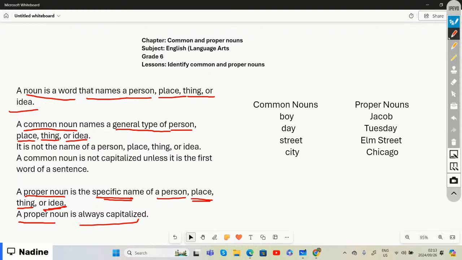I'm going to that state, but you're not saying which state. So state is written in lower case, it's not capitalized. But if you, for example, say which state you're going to, then it must be capitalized. So unless a common noun is the first word of the sentence, we do not capitalize it. But if it's not the first word of a sentence, then we do not capitalize it.